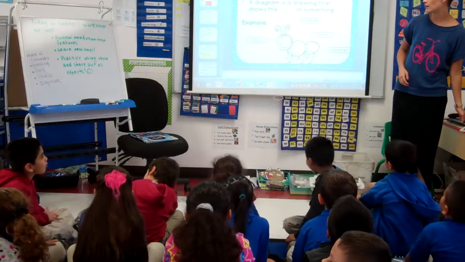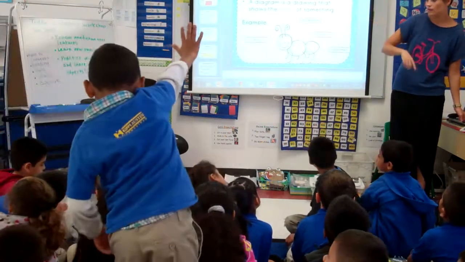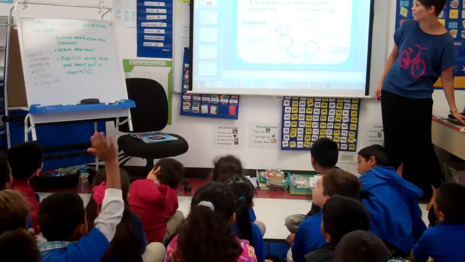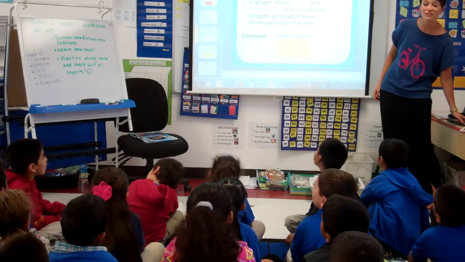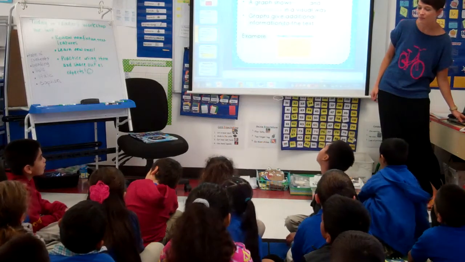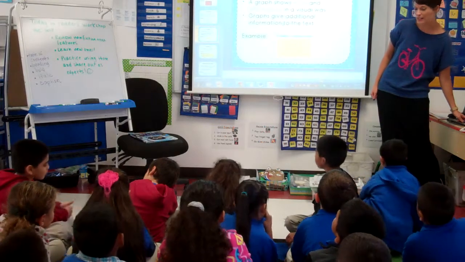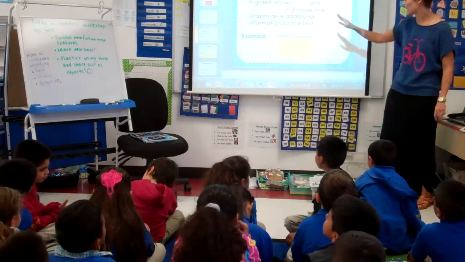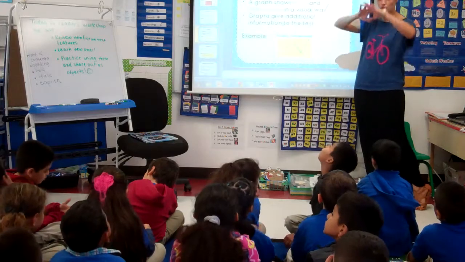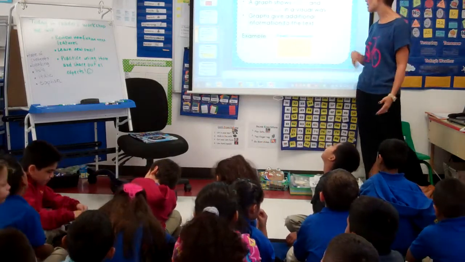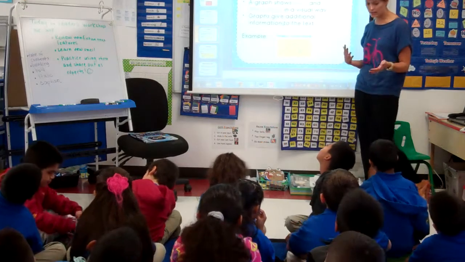Okay, now let's take a look. Where are we? Oh, next we're going to graph. Oh, you guys know what a graph is. We did this with vowels this morning. What is a graph? Let's see. A graph shows data and information in a visual way. That means it's like a picture to show information. Graphs give additional information to the text.